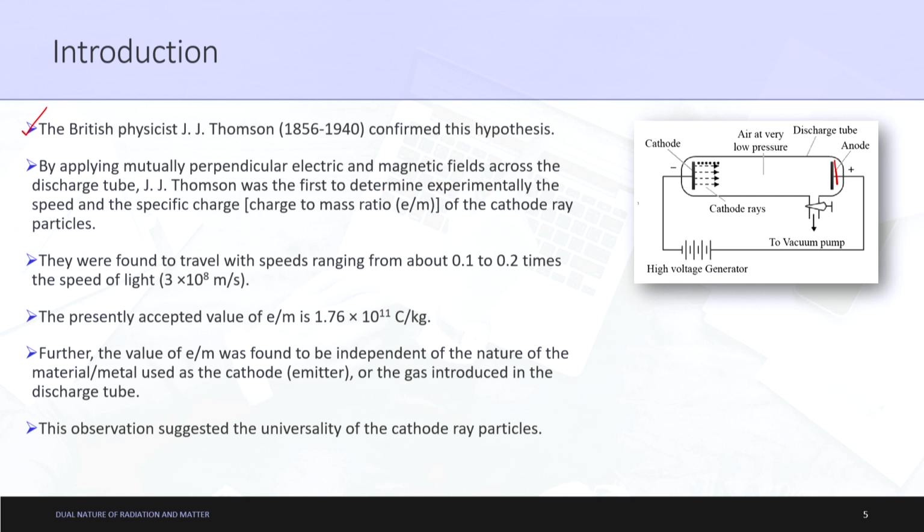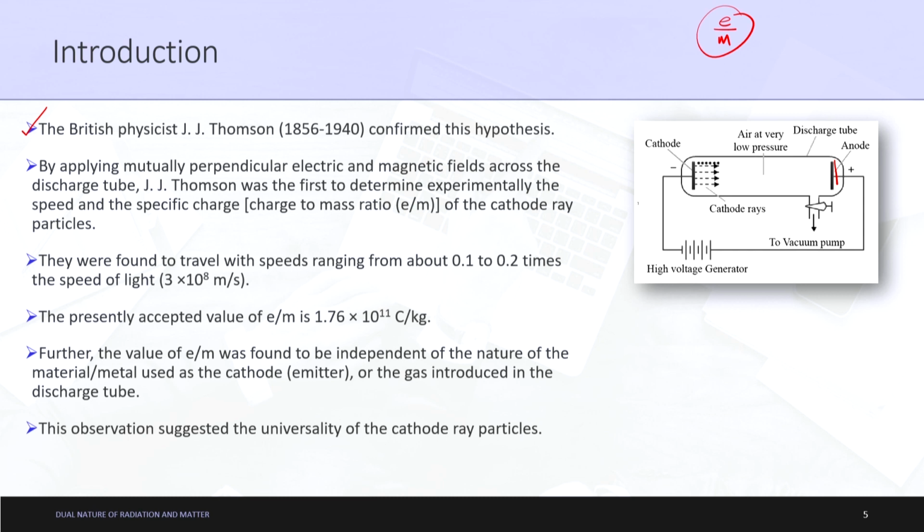When this was actually analyzed, the e/m ratio concepts, which you will get to know in the subsequent slides, it was a very major discovery that you got to know the value of e/m, and that too, you will see in a subsequent slide, that e/m was always constant. That was a very important discovery which was first analyzed by J.J. Thomson. So, by applying mutually perpendicular electric and magnetic fields across the discharge tube, J.J.